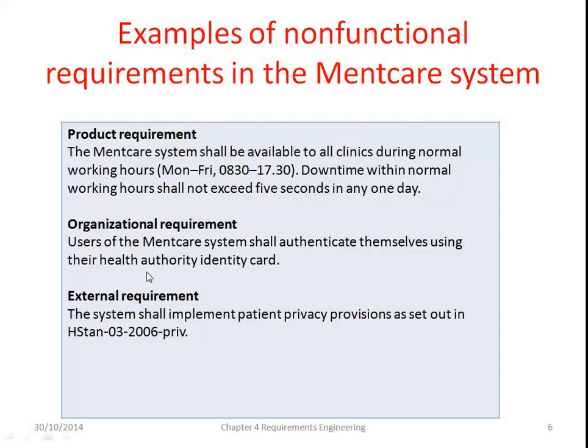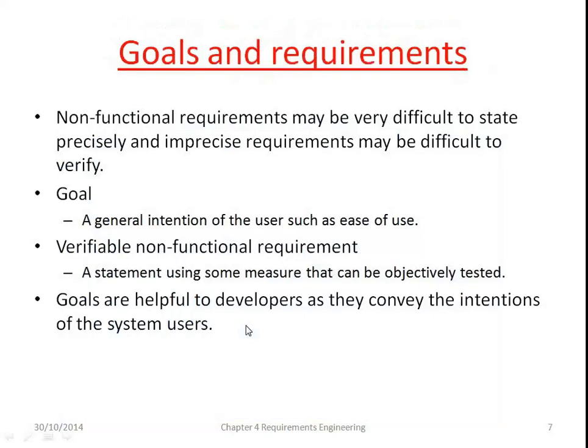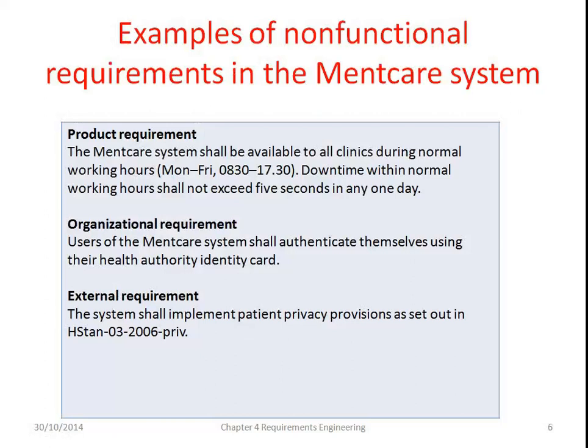For organizational requirements: the users of the MentCare system shall authenticate themselves. Who are the users of the MentCare system? Doctors, in all clinics. The users shall authenticate themselves using their health authority identity card. For the external requirement: the system shall implement patient privacy provisions as set out in the legislation. So these are examples of non-functional requirements of the MentCare system and how they are categorized: product requirement, organizational requirement and external.